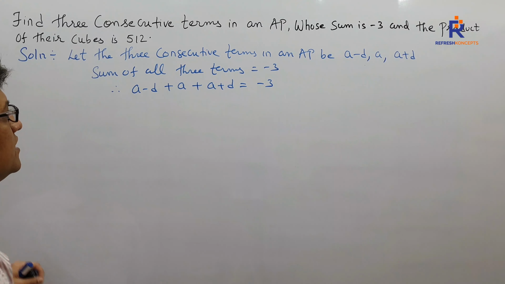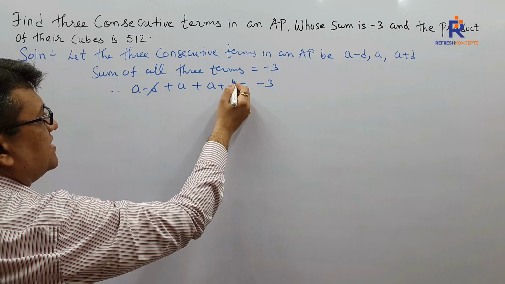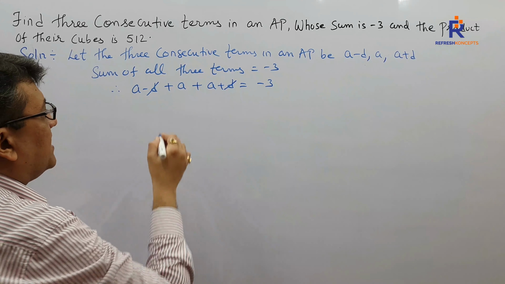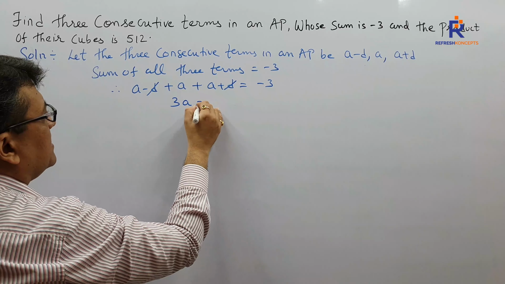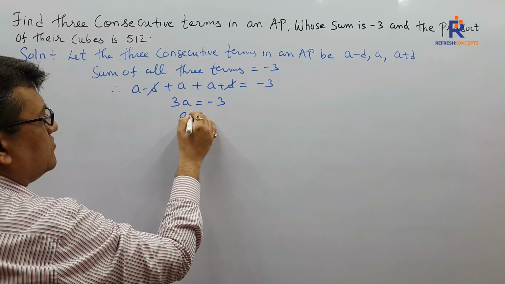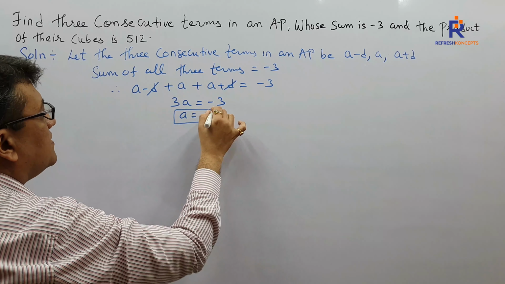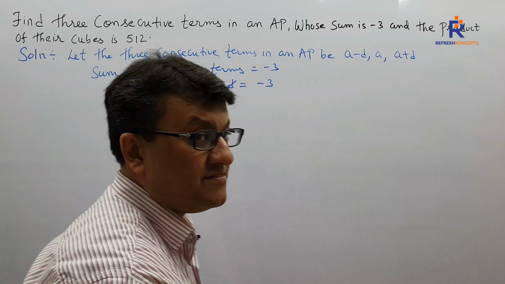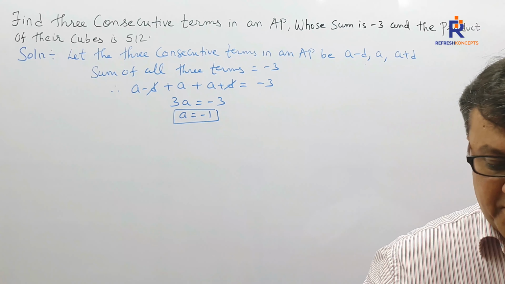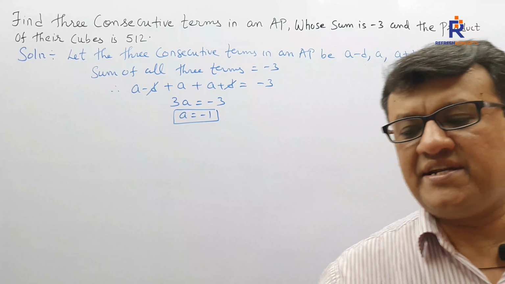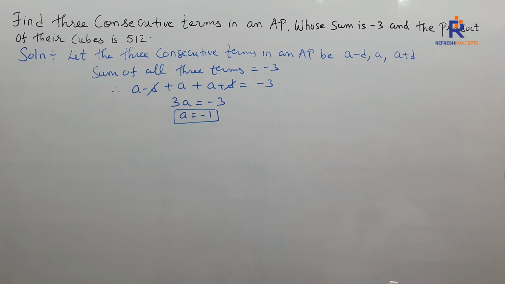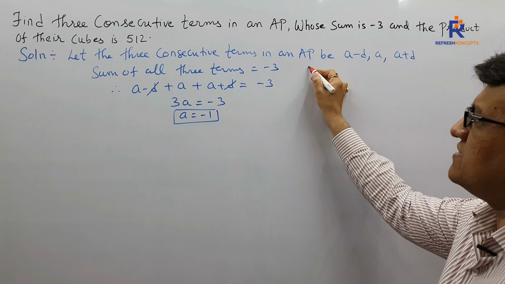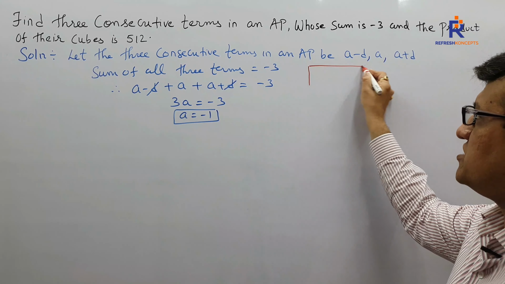Am I right? What happens is that minus D plus D gets cancelled off. I am left with 3A is minus 3. A equals minus 1. I'm yet to give you the answer. What is the answer now? Sir, why not? So let me use this red marker to make you understand why not.